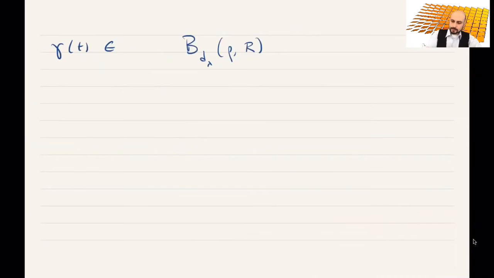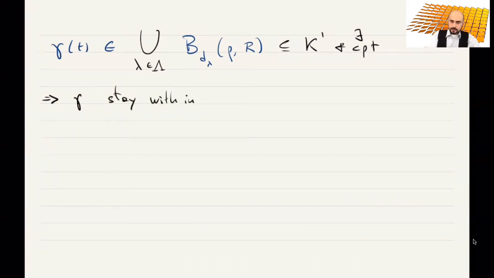Okay, but we know from the conclusion of the crucial lemma that the union of all these balls is within a compact set. Such a compact set exists. So what do we have in conclusion? We have that all the curves that we are considering stay within a compact set K prime, which for simplicity you can think of as equal to K, but actually maybe it should be considered bigger.